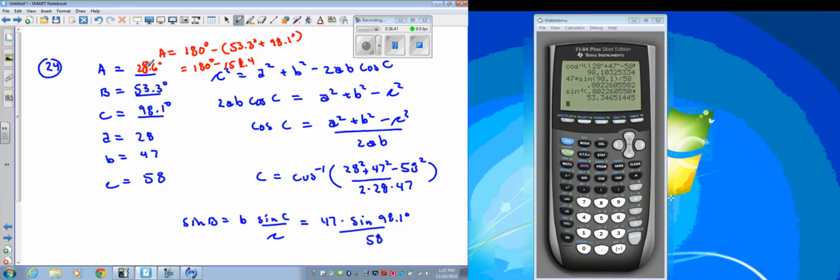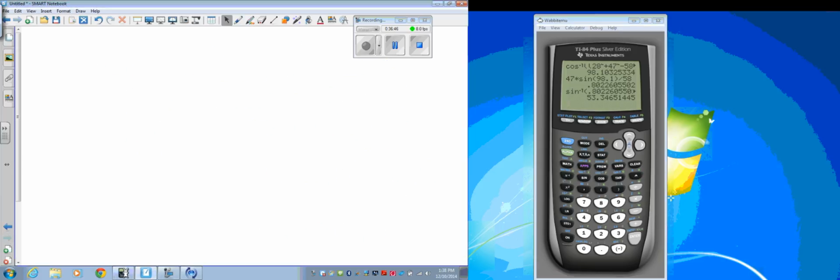I can do one of those with Heron's formula for area. If you notice the formula, it's on your sheet. So if we look at A equals 22, B equals 45, and C equals 31.